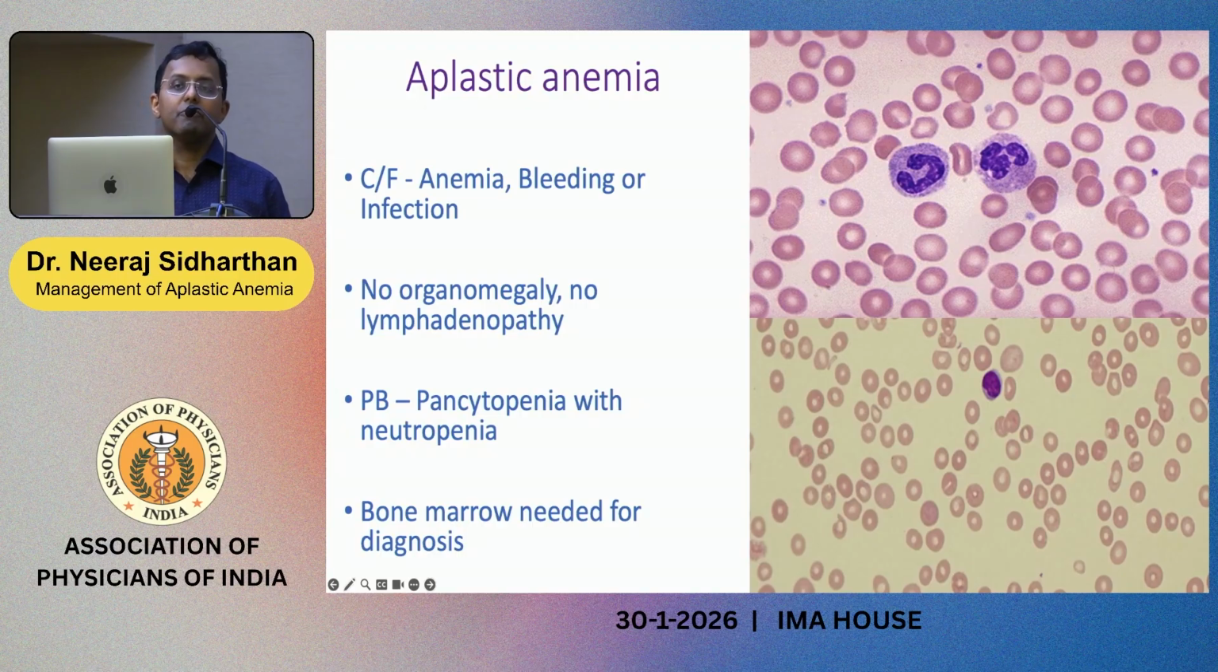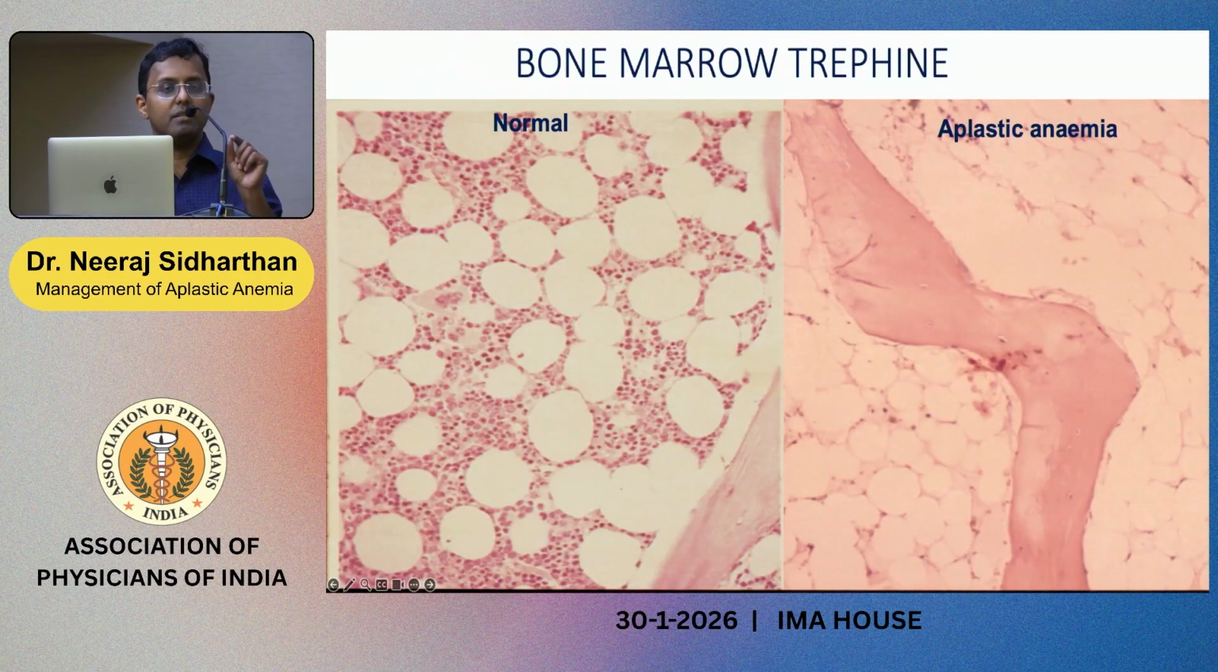And again, if you look at the peripheral smear, it is distinct because you don't see many cells there at all, or very few cells. But even if you see these things, you can suspect aplastic anemia, but you need to do a bone marrow, and you need to actually do a bone marrow biopsy and not an aspirate. An aspirate may not pick up the diagnosis of aplastic anemia. This is because the aspirate needle can go to a cellular site and give us a wrong impression of a cellular marrow.